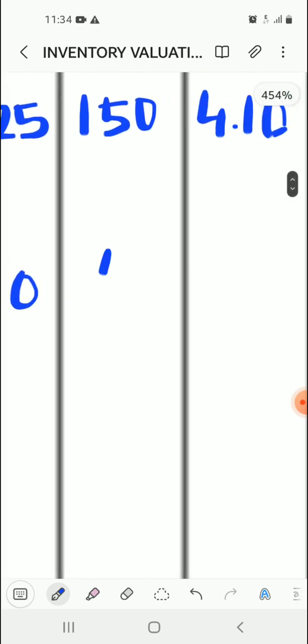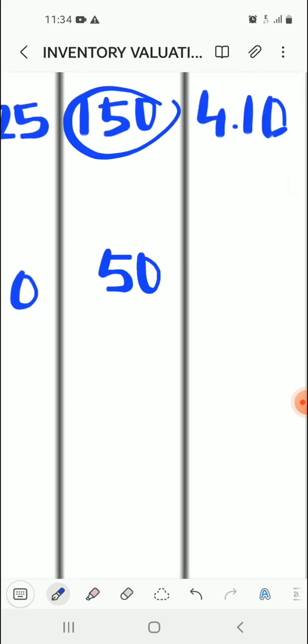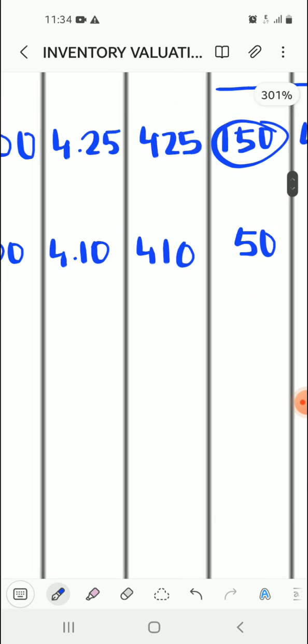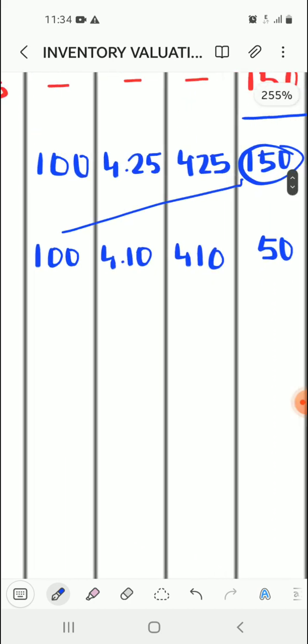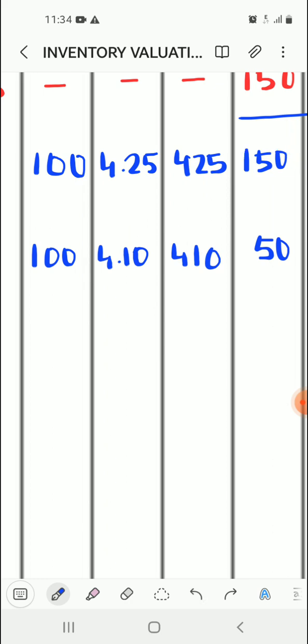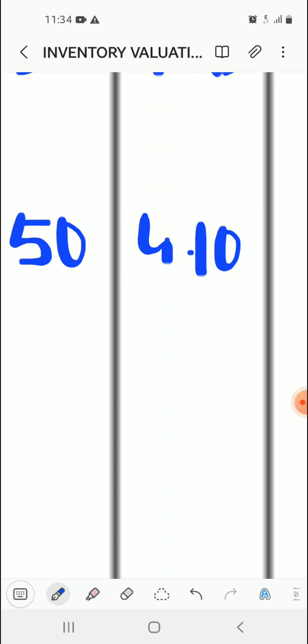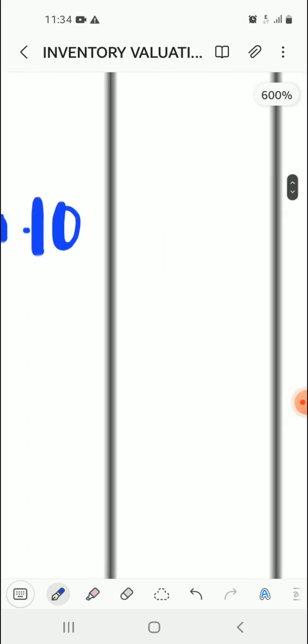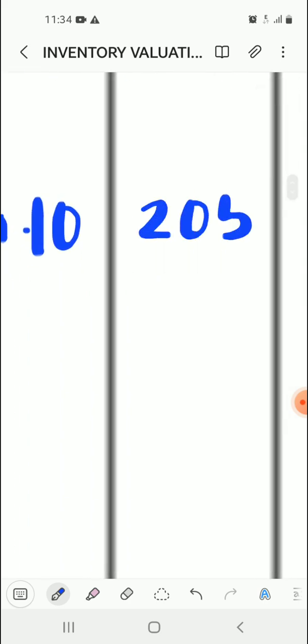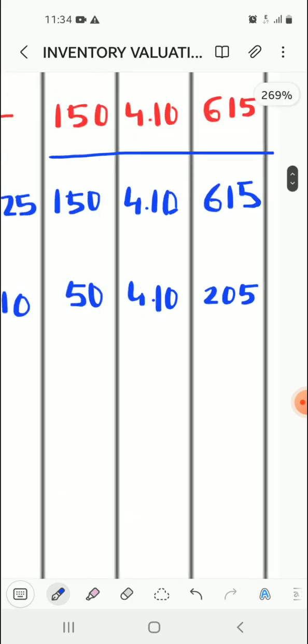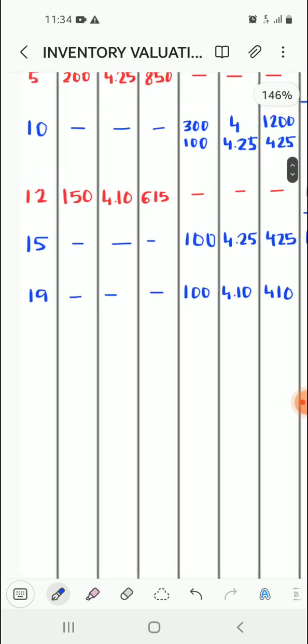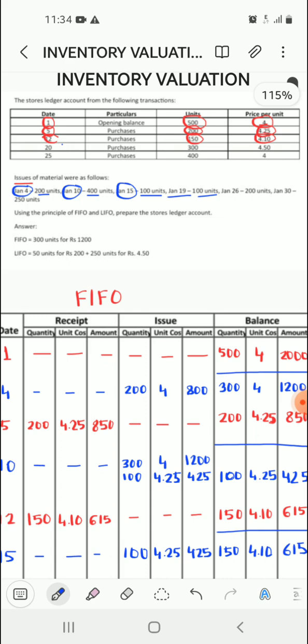Therefore, we are only left with 50 units here because 100 gone from here. See, this 100 is taken from this 150, so only 50 remains, which we are writing here, into again 4.10. We are going to multiply 4.10 into 50. We get 205, so we are going to write it over here, 205. Next, with this we are done with Jan 19. We are going to move to the next date.